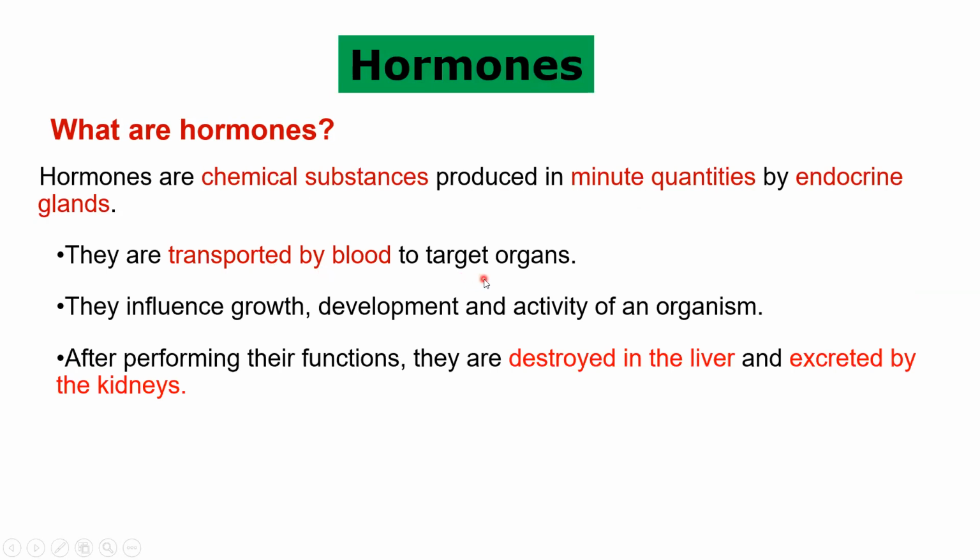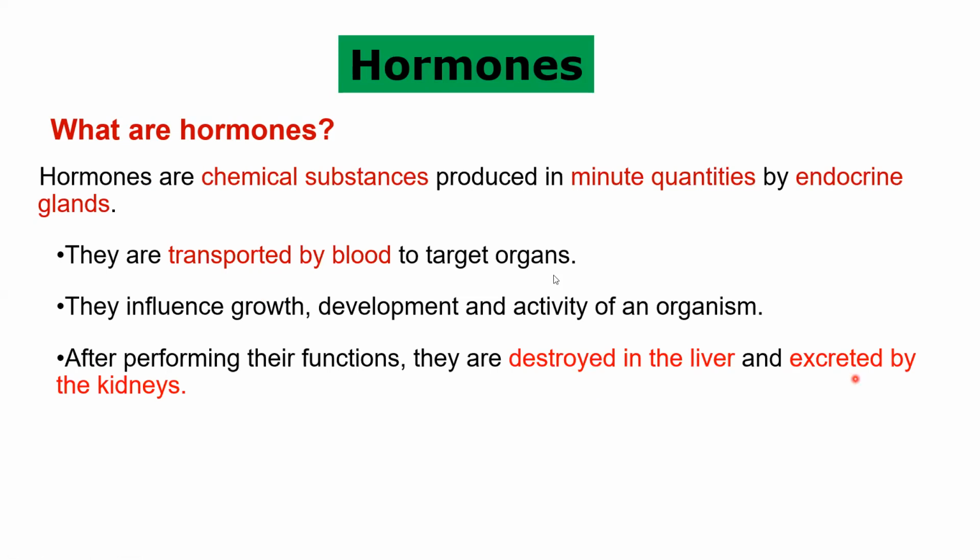In this video, I will be telling you about the types of hormones which are produced by the different types of endocrine glands, what their target organs are, and how these hormones influence the growth and development of the organism. After production, whenever the hormone is utilized by the body, the leftover is destroyed in the liver and excreted by the kidney.